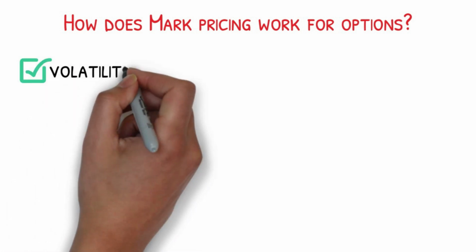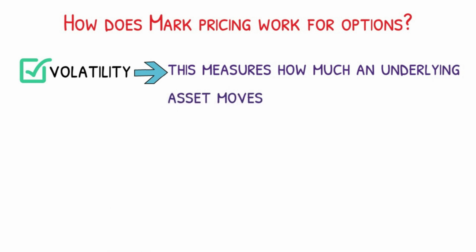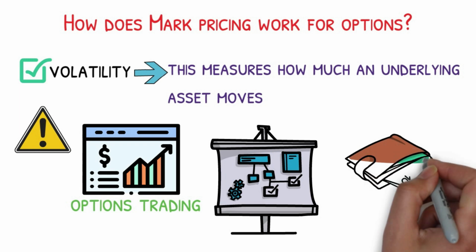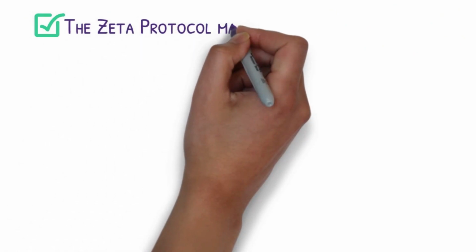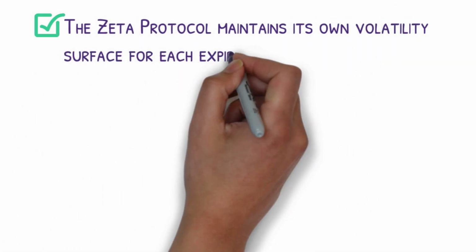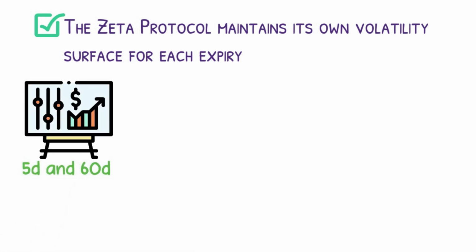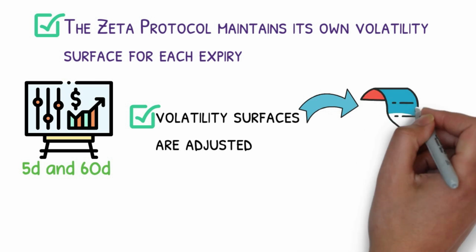A key component of pricing options is volatility. This measures how much an underlying asset moves. This is critical in options trading, as it helps project how likely an option is to be in or out of the money. The ZETA protocol maintains its own volatility surface for each expiry. For each trade that occurs between 5D and 60D, the volatility surfaces are adjusted, as there is new information that must be factored into pricing.